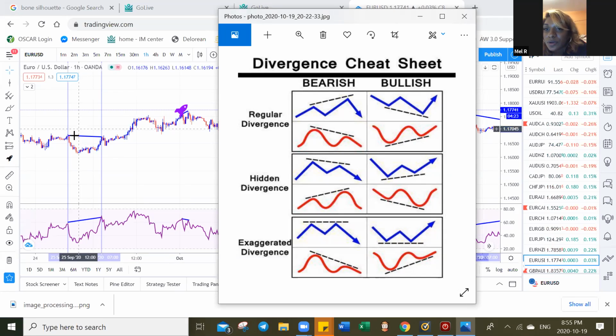So when you're doing this, you can see the obvious divergence here and there, but please use your cheat sheet so you can do the actual comparison and see, okay, is this actually regular or is this hidden?